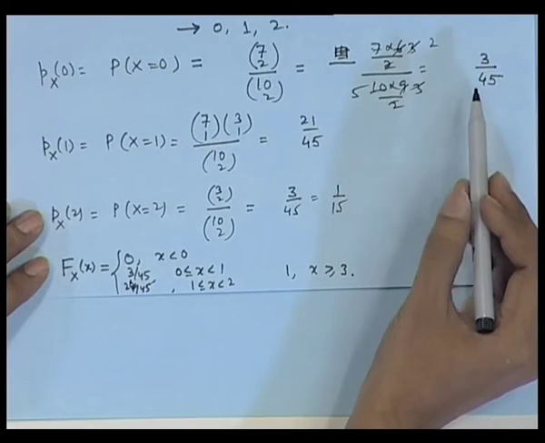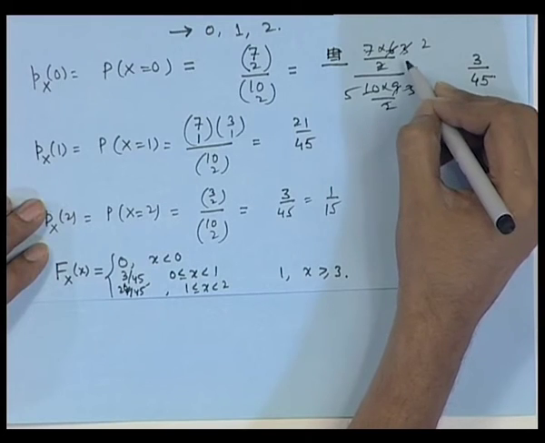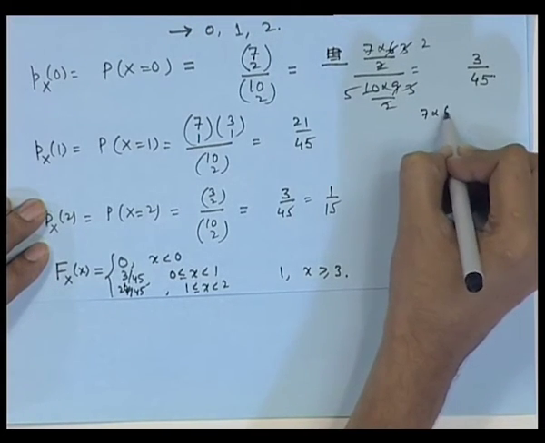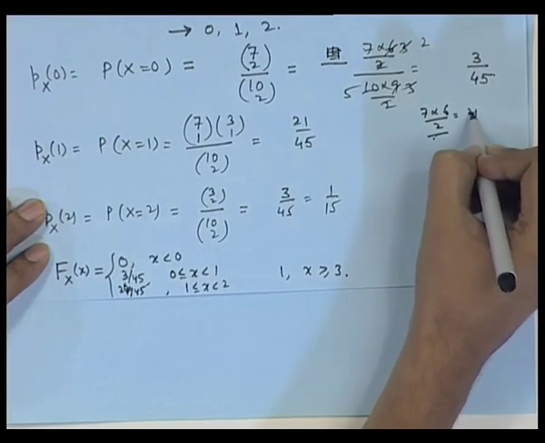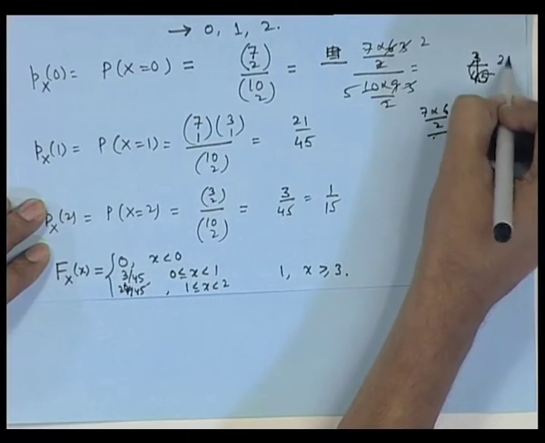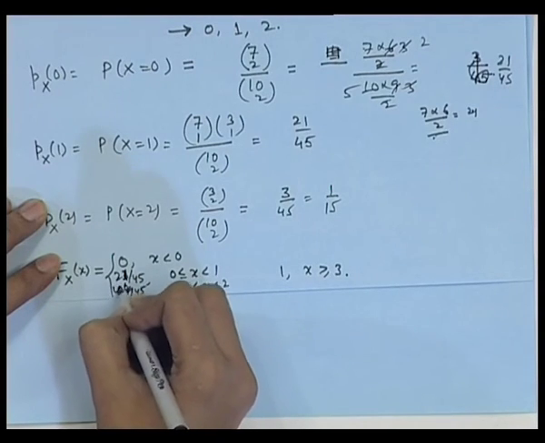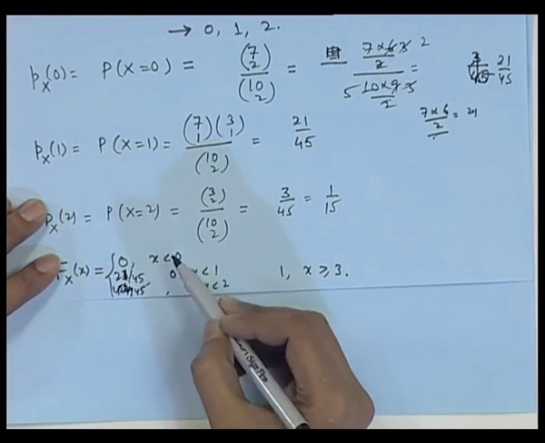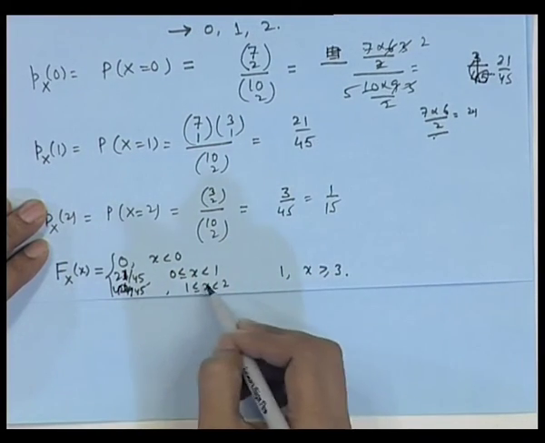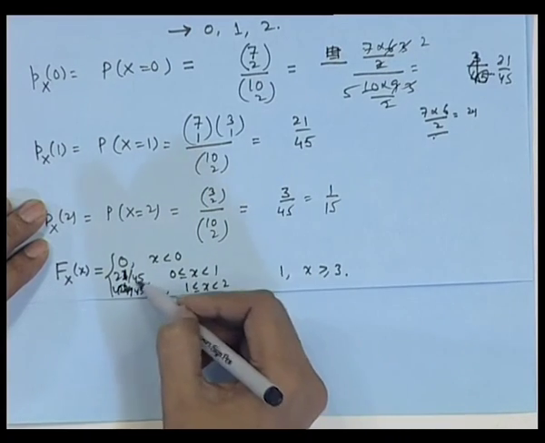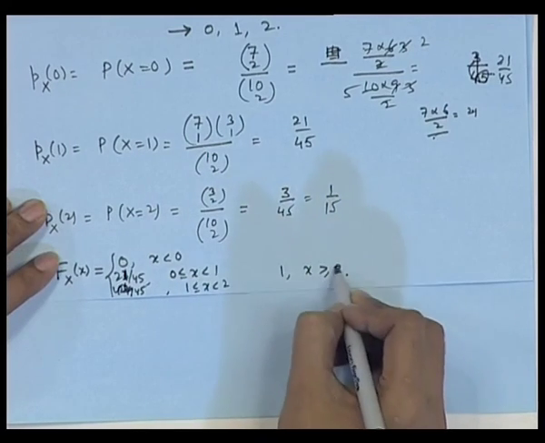I think we have made some mistake here. It is not equal to this. It is 7 into 6 by 2, that is equal to 21, divided by 45. So, 21 by 45. So, the probability of X equal to 0 is 21 by 45, the probability of X equal to 1 is 21 by 45, and the probability of X equal to 2 is 3 by 45, that is 1 by 15, which is equal to the size of the jump at the points 0, 1 and 2 respectively.